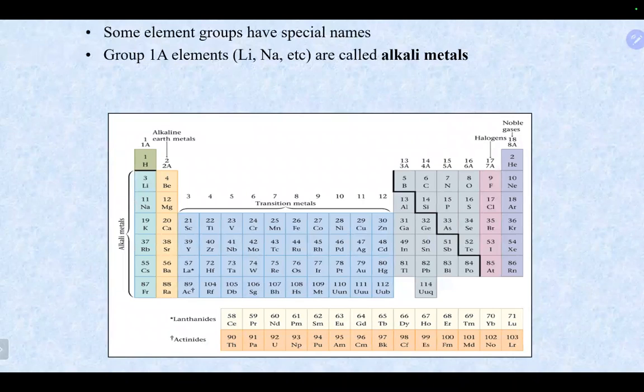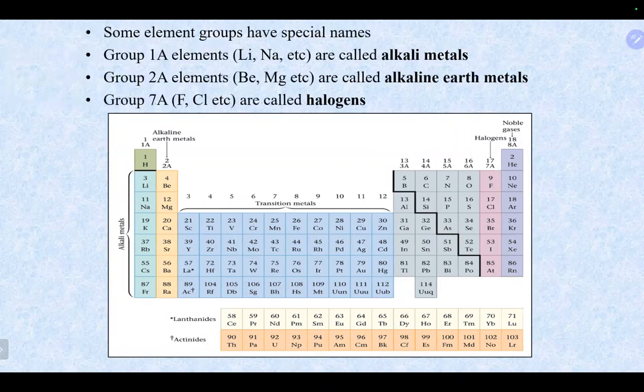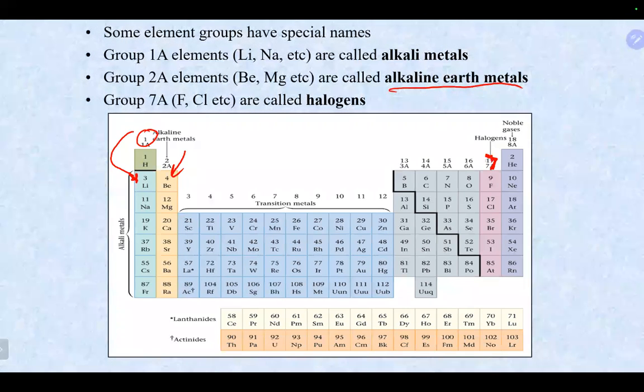A couple other important things here. Some groups have special names. Starting with group 1, which once again is here and really here with lithium, group 1 is the alkali metals. Right next door is group number 2, beryllium, magnesium, and so forth. Those are the alkaline earth metals. Coming all the way over here to group 7, those are our halogens: fluorine, chlorine, bromine, iodine. And right about here, group 8, as we will see, those are our noble gases.